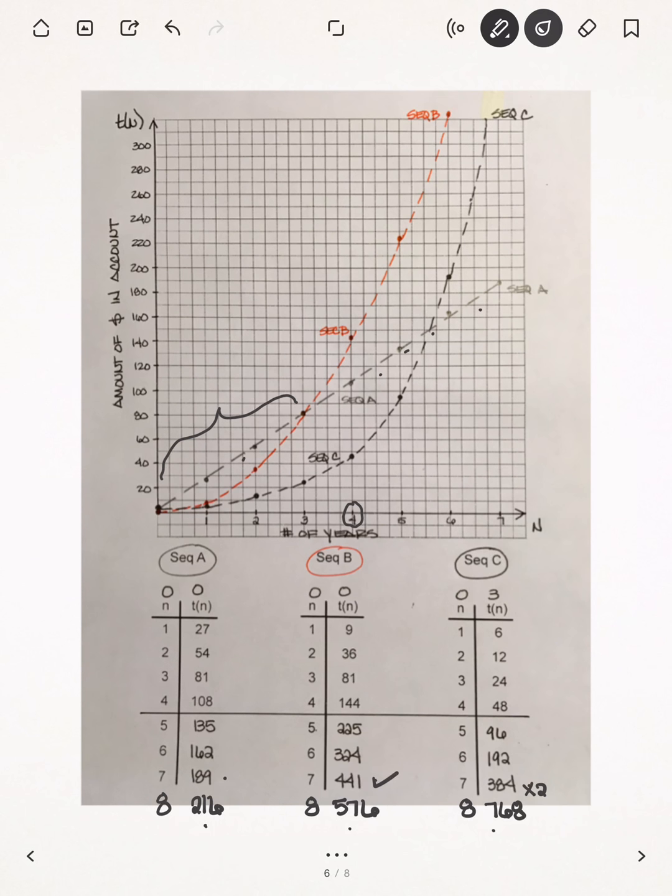And you'll notice that an exponential graph starts off really slow, but after a long period of time, it's going to be the fastest growing graph that we have. It's going to overtake linear, and it's going to overtake a quadratic over a long period of time.